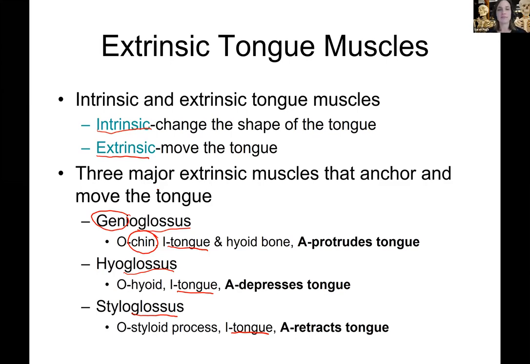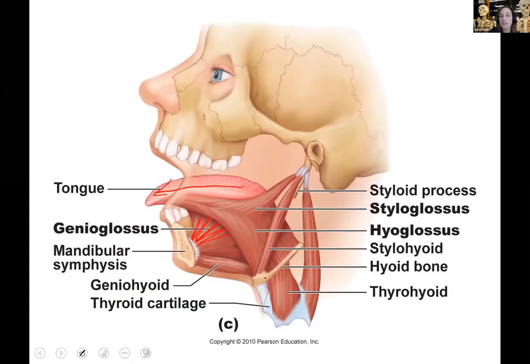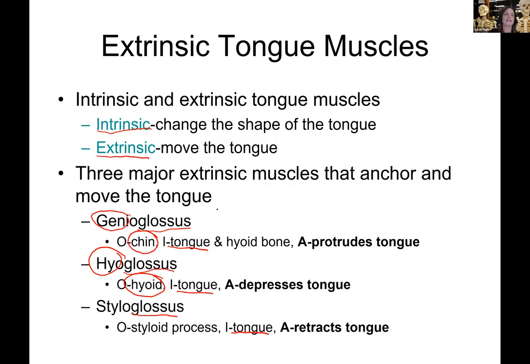Okay, so genioglossus. The hyoglossus, the origin is the hyoid bone. And so let's look at a picture here. Here's the hyoid bone. So the hyoglossus runs from the hyoid bone up to the tongue. And the job of this one when it contracts is it's going to kind of depress the tongue. It's going to pull it down. That one's really helpful when you're swallowing.